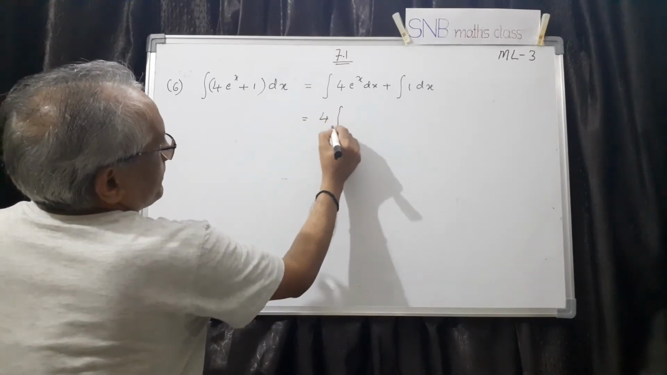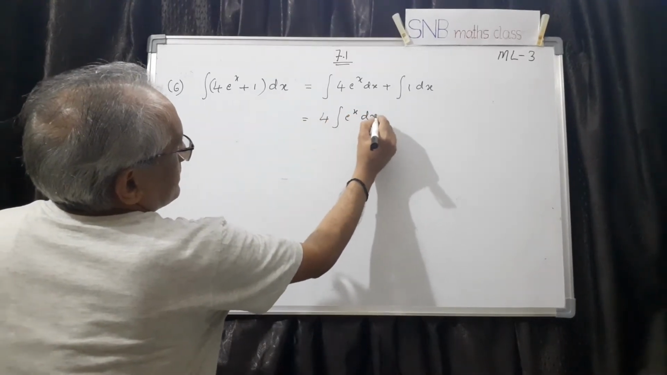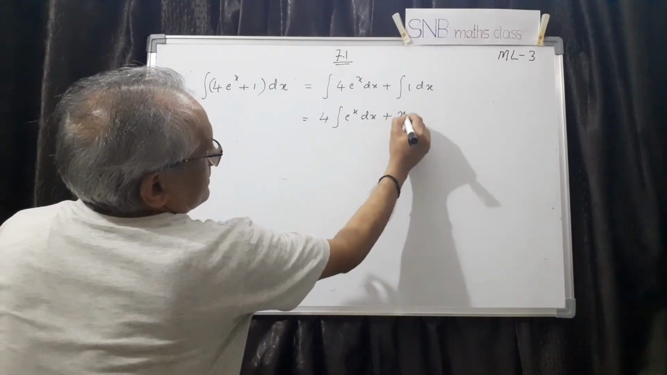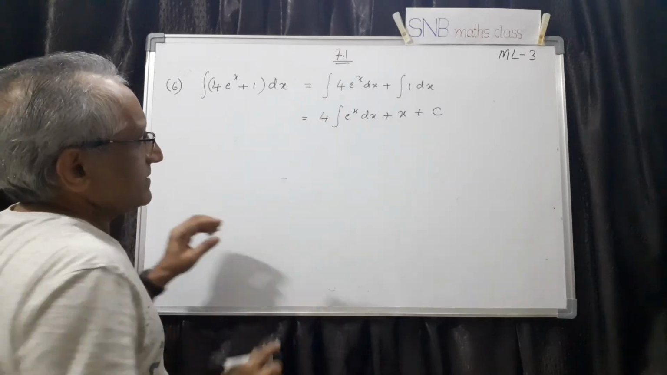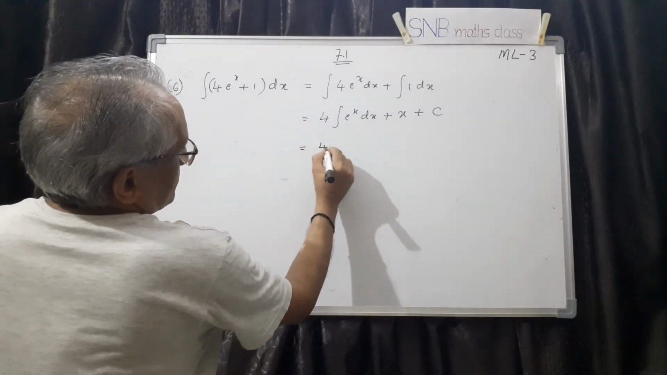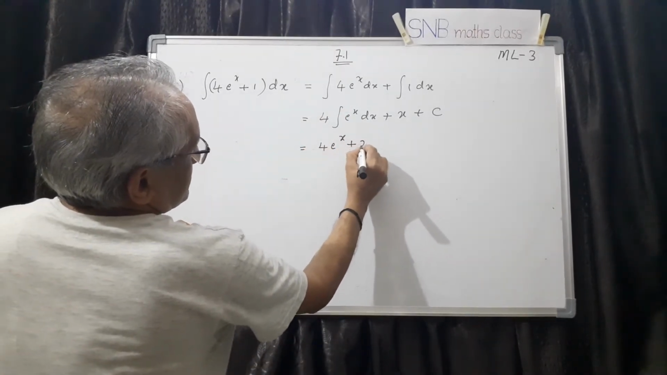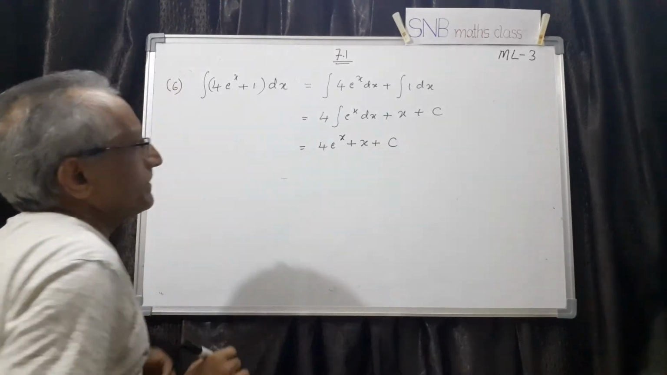So 4, then e^x dx. Of course, this you can directly write as e^x. And c also you can write here only. That c will be the common c even after integration also. So this is 4e^x plus x plus c.